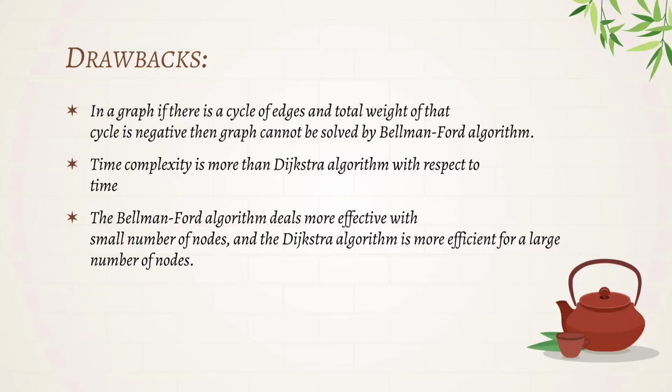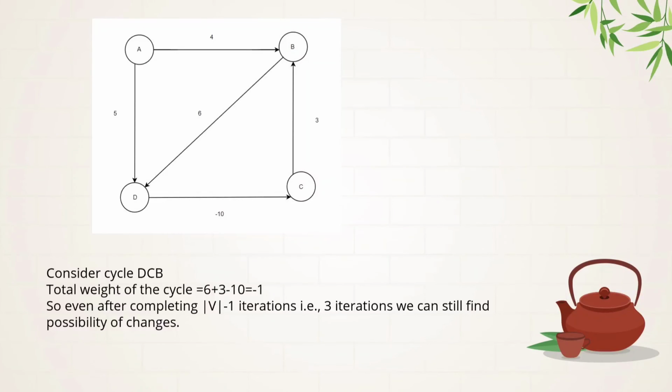Now, the time complexity of Bellman-Ford algorithm is high when compared to Dijkstra algorithm. And Bellman-Ford algorithm deals more effectively with a smaller number of nodes, not with a larger number of nodes, whereas Dijkstra algorithm is more efficient for a larger number of nodes also. But according to Bellman-Ford algorithm, after v minus 1 iterations, there shall be no further changes that can be done. So for the negative weighted cycle, the Bellman-Ford algorithm fails.